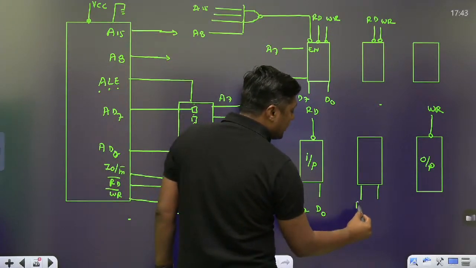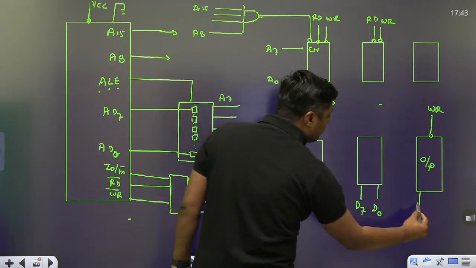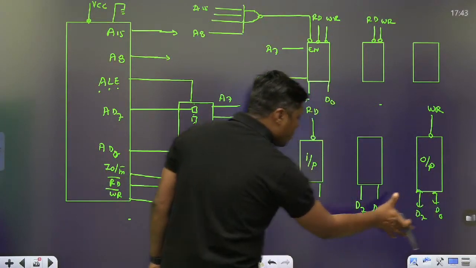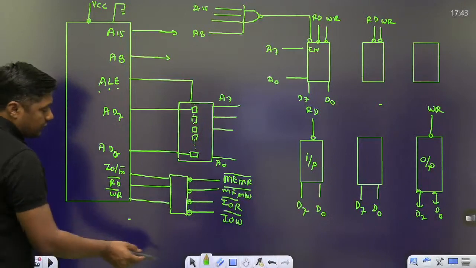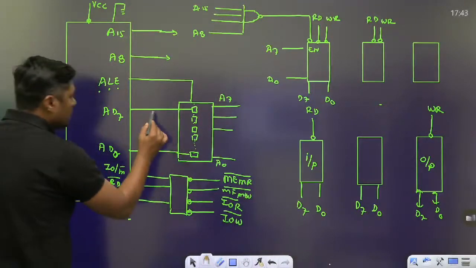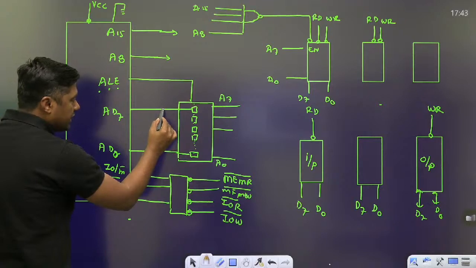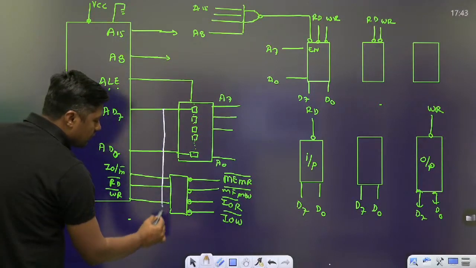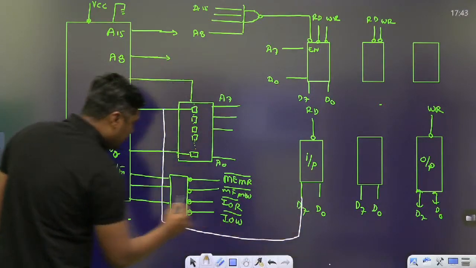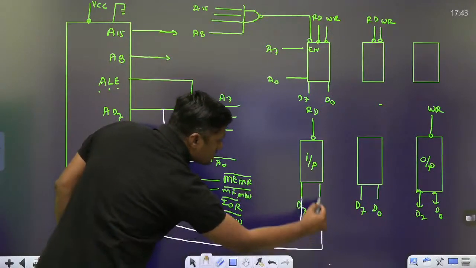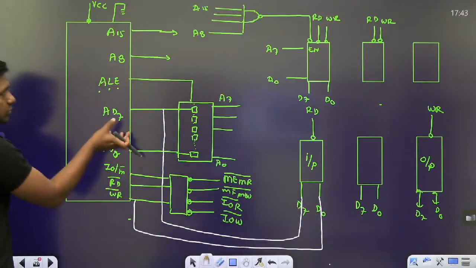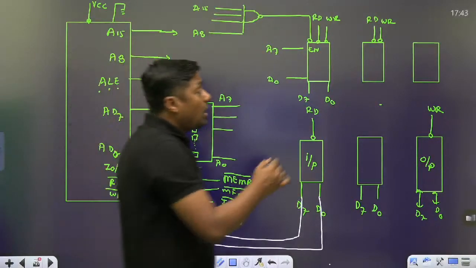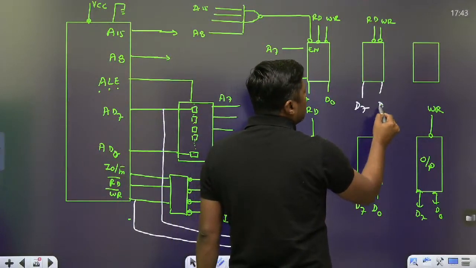D7 to D0 is bidirectional. That's why I am not giving any arrow here. These all are connected to the microprocessor from this point. I am not drawing the connection, but just giving you the idea. This is connected to D7 and that is connected to D0. Similarly, all the D7 to D0 lines, these 8 lines, are connected to the microprocessor.